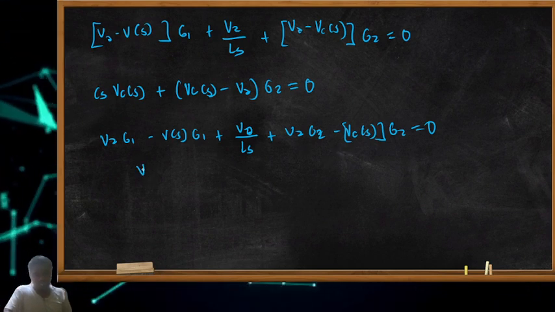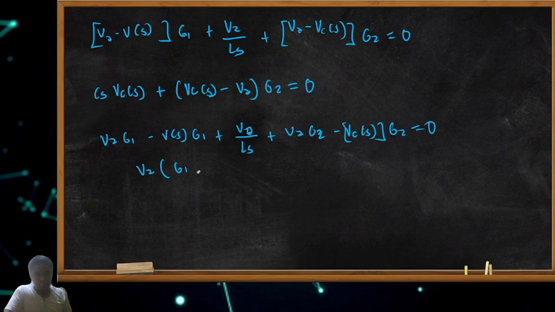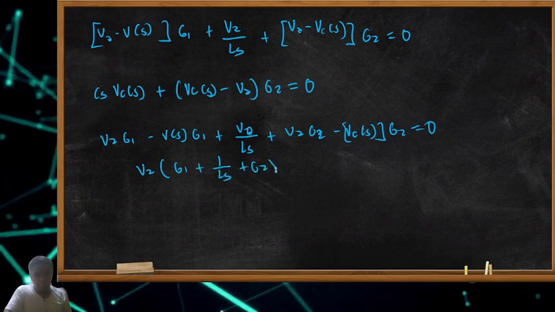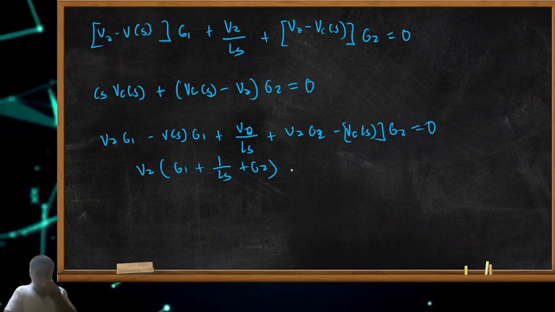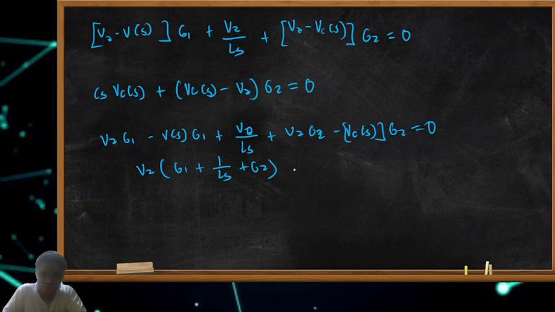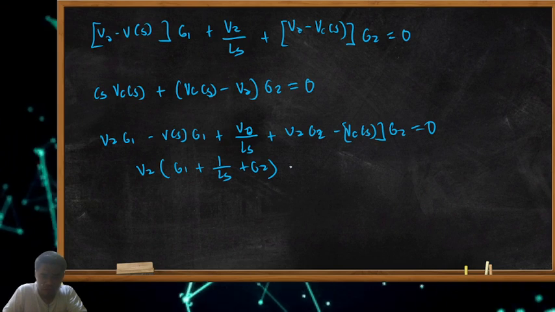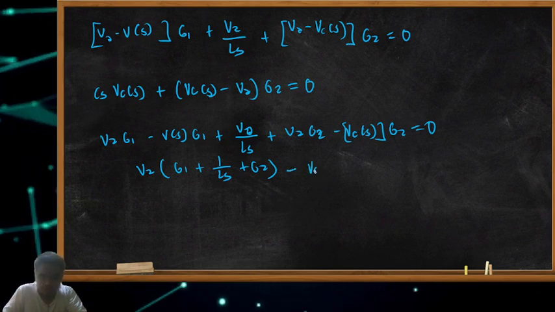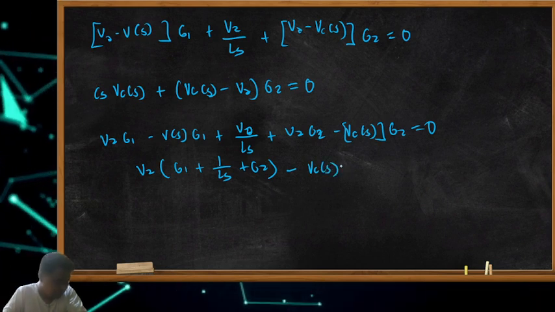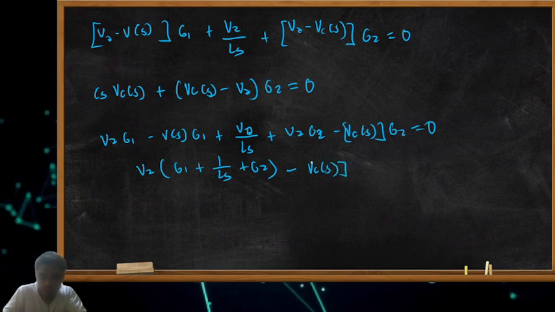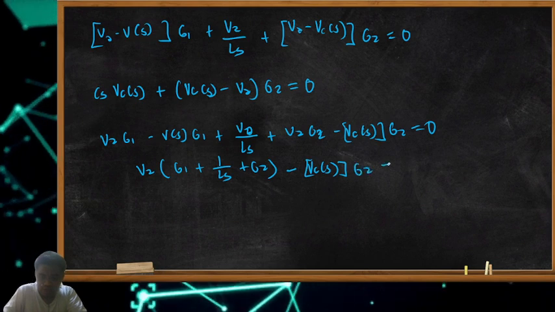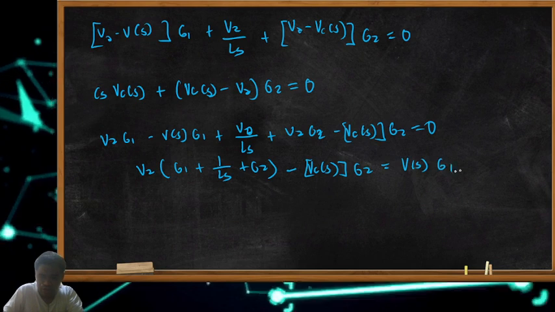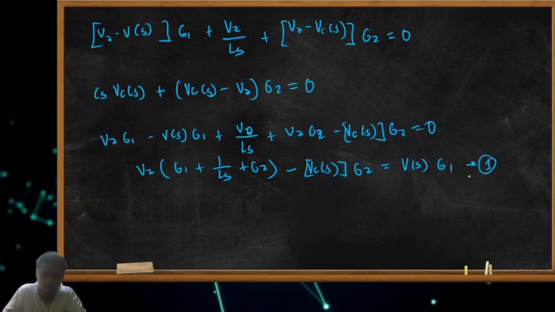So we will have VA times G1 plus 1 over LS plus G2. So this will be minus VC of S times G2 is equal to positive V of S G1. So this will be our equation 1.